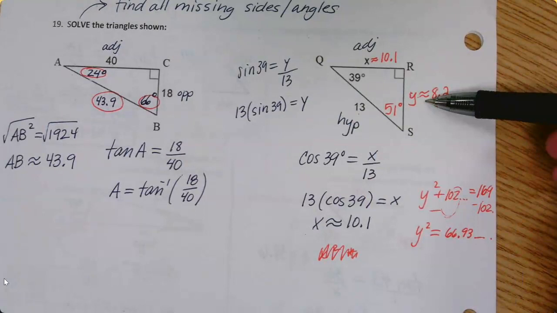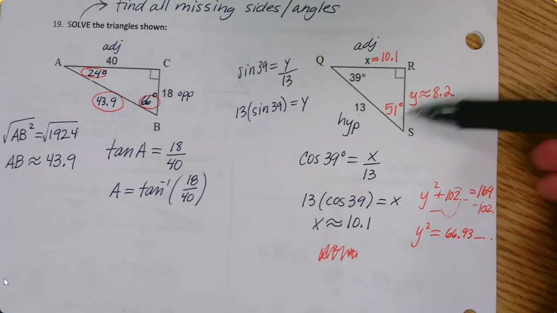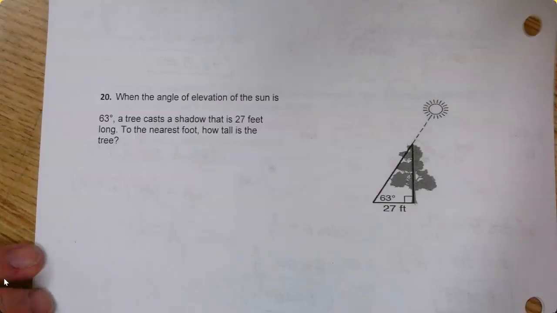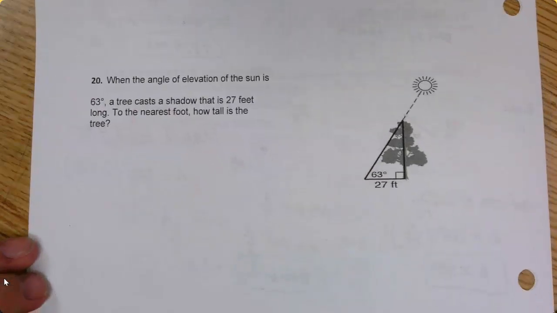So those are my 3 missing items: QR, RS, and angle S. All right, last problem on the review. Can you believe you've waited this long?